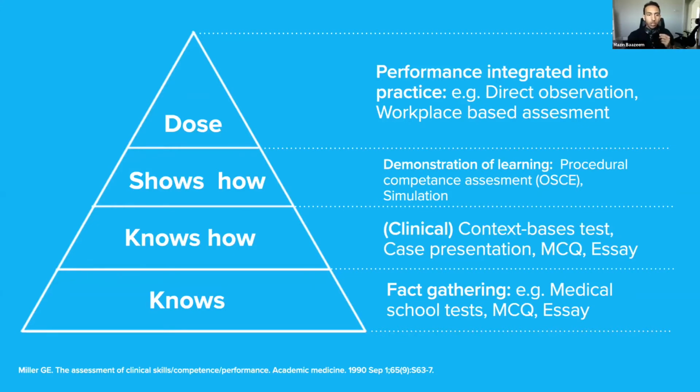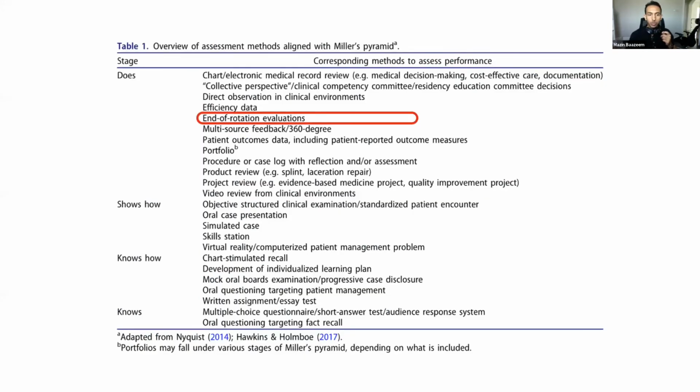This is also another overview of the assessment methods that align with the Miller pyramid. As you know, we use the end of rotation evaluation, which is one of the assessment tools that actually focus on the final stage of competency, which is the does.